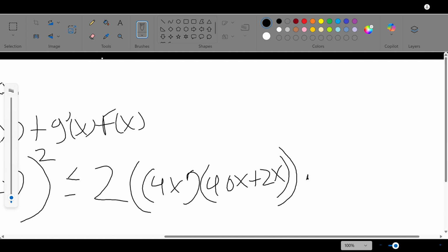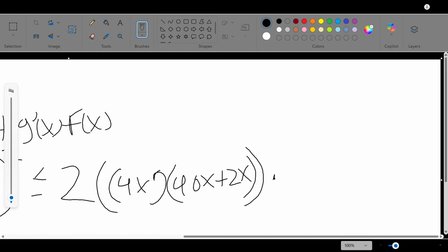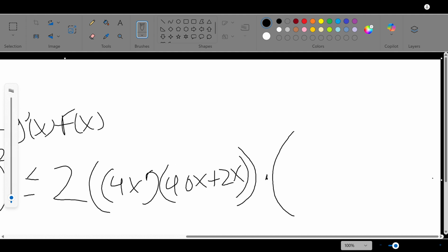Times the derivative of the inside, which sucks because you have to use product rule, which states that if you have two functions, this is f of x and this is g of x, you first have to find the derivative of f of x times the normal g of x, and then the derivative of g of x times normal f of x, which sucks, but whatever. So it's going to be big parentheses, because we're going to have to use a lot.